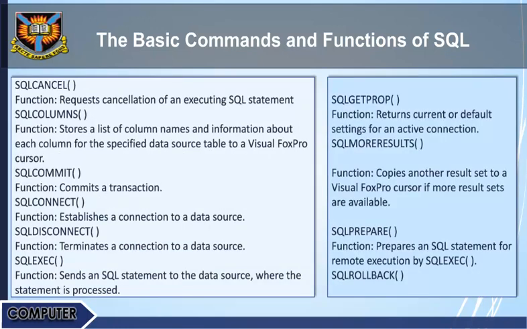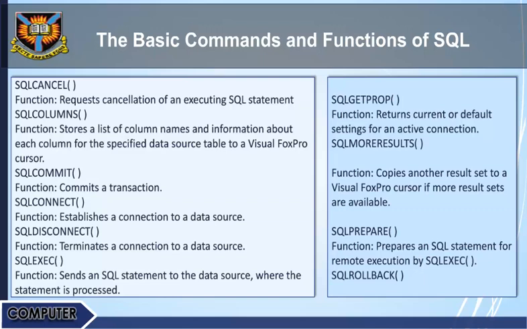SQL cancel. Function: request cancellation of an executing SQL statement. SQL columns. Function: stores a list of column names and information about each column for the specified data source table to a Visual FoxPro cursor. SQL commit. Function: commit a transaction. SQL connect. Function: establishes a connection to a data source.